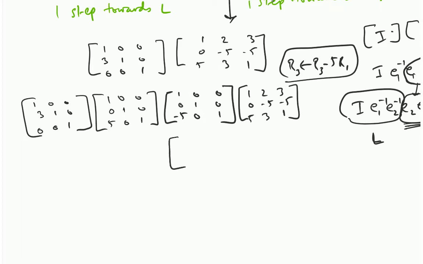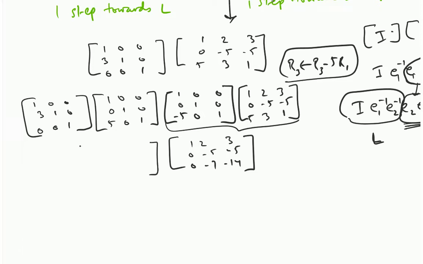Let's just quickly see what happens to this product. Well, it's same as R3 goes to R3 minus 5R1, so this will be 1 2 3, 0 minus 5 minus 5, this will go to 5 minus 5, this will become 0, 3 minus 10 minus 7, and 1 minus 15 minus 14, right? Okay, and what happens over here?